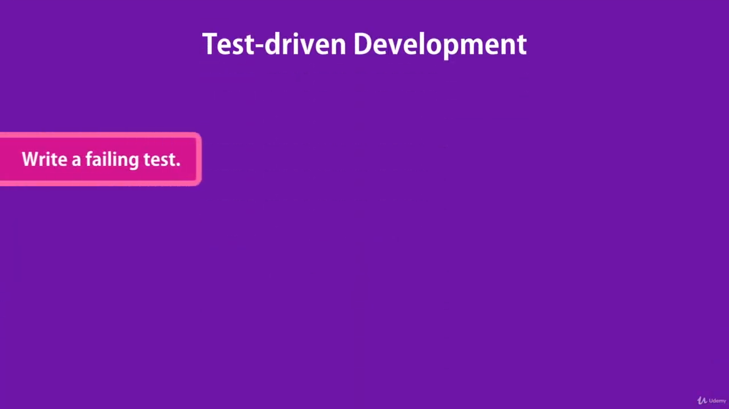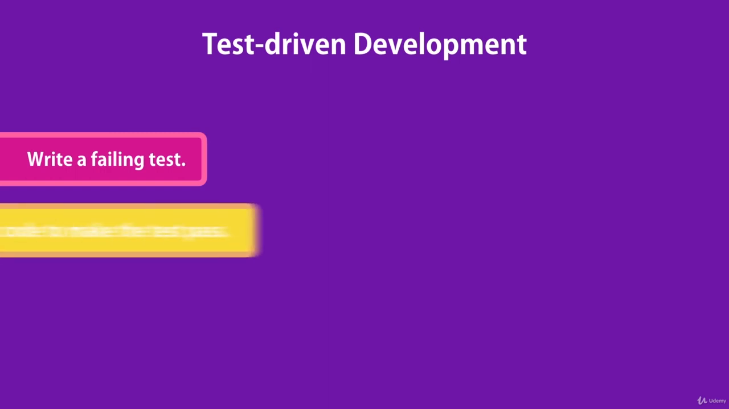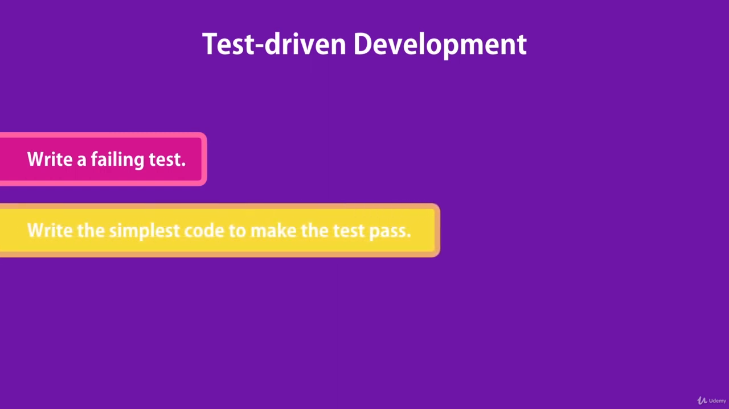You start by writing a failing test. This test should fail because you don't have any application code that would make it pass, right? Then you'll write the simplest application code that will make this test pass. The absolute simplest. You don't want to over-engineer here. You don't want to design a class diagram with a zillion classes and methods. Use the simplest implementation that would make the test pass.